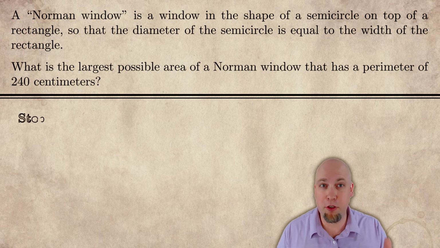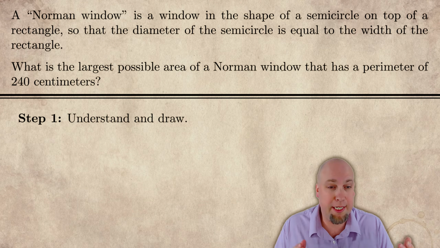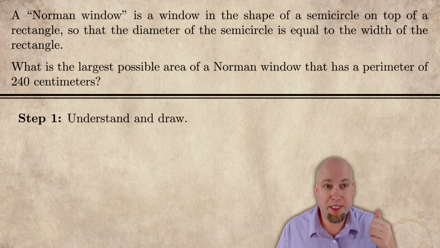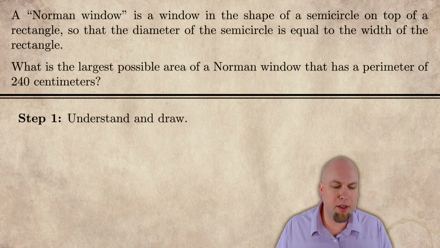Okay, so we're going to break down our approach to solving this problem into a few different steps. And the first step, basically for any constrained optimization problem, and in fact for any math problem, is step one, make sure you understand the problem. What is being asked of you here? And part of that is, when possible, draw a picture. So we're going to draw a picture, in this case, of the window whose area we're trying to maximize.